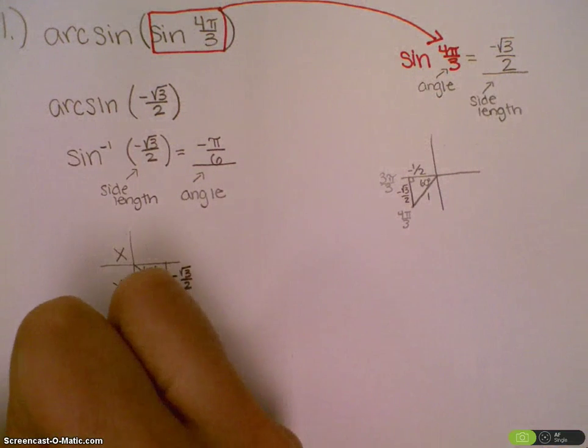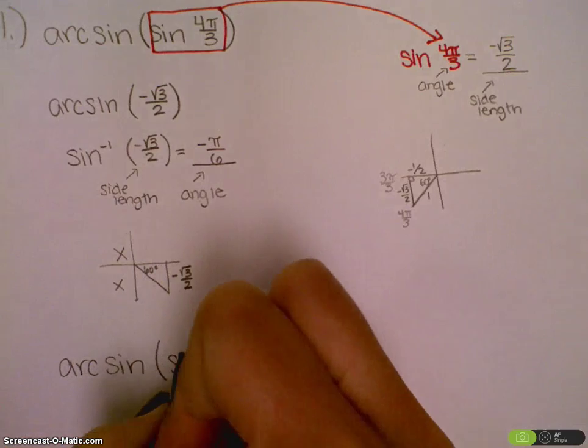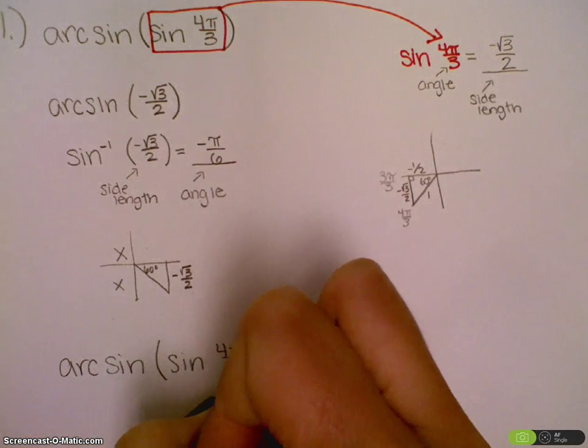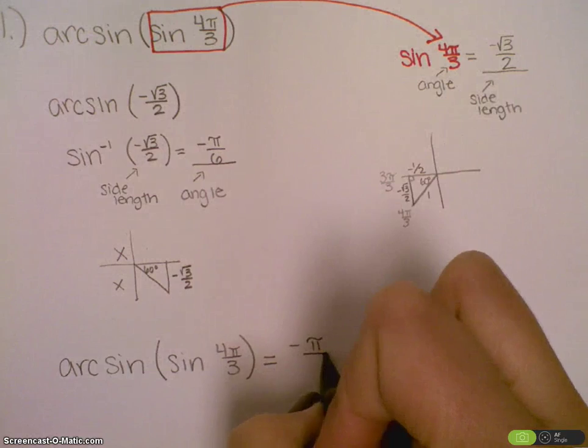Therefore, summing up, the arc sine of the sine of 4 pi over 3 is negative pi over 6.